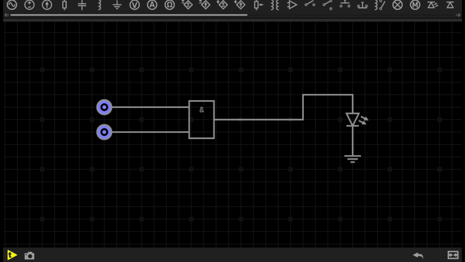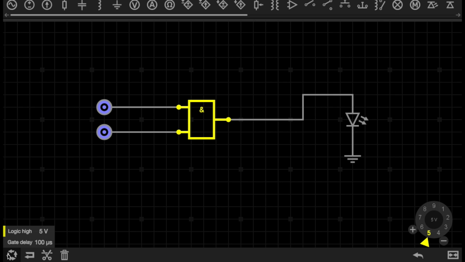So for this example, I have an AND logic gate. And what this means is it will give an output if input 1 is high and input 2 is high. And what do I mean by high? Well, by high, I mean above 0 volts or above its logic high threshold. Now, for this logic gate and most other logic gates, a logic high is 5 volts.